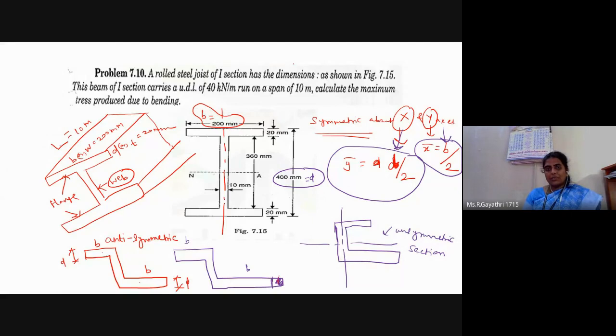Please note the values. Span is 10 meter. UDL value 10 kilonewton per meter.